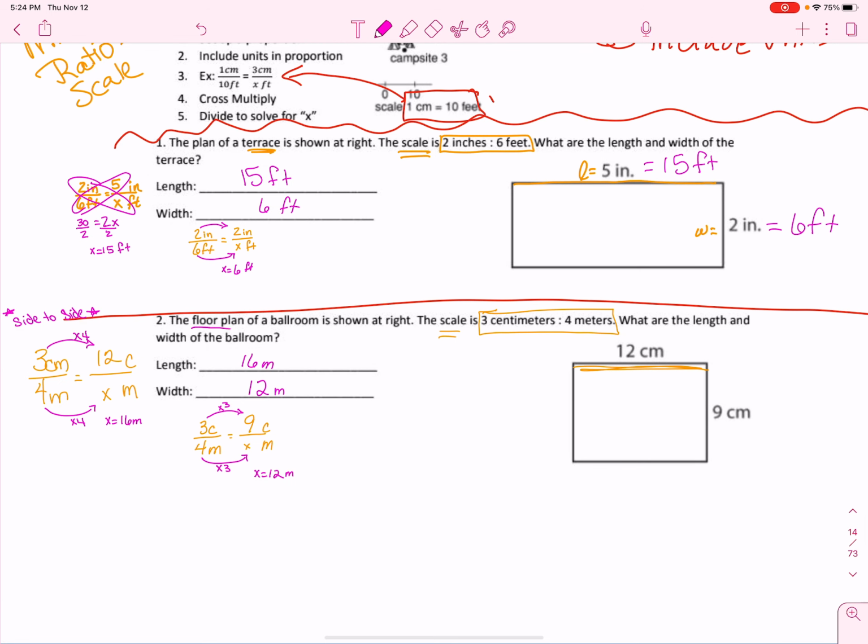This is the floor plan of a ballroom. That's a dancing place. Ballrooms are where people dance. Now, again, I could find the area of this rectangle or the ballroom if I wanted to, now that I know their real measurements. The real measurements of this one is 16 meters, and this one is 12 meters.